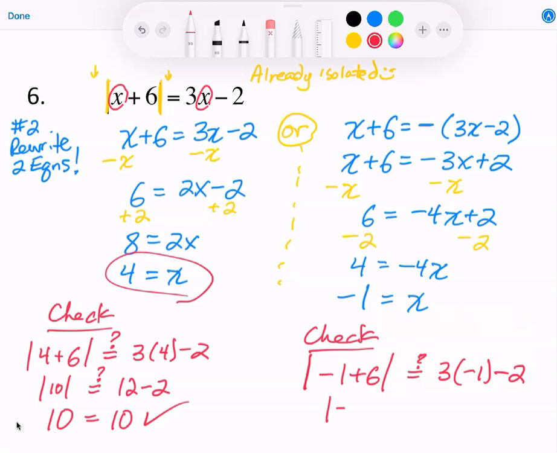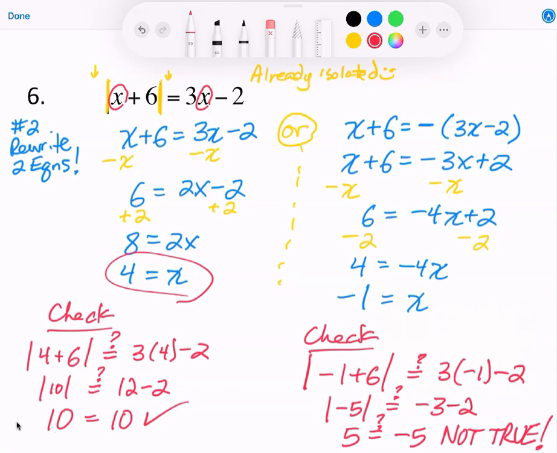This would be the absolute value of negative 5. Does that equal negative 3 minus 2? The absolute value of negative 5 is positive 5. Does that equal negative 5? Wait just 1 second. Something's wrong here. I can double check my work first that I didn't make any mistakes, and it doesn't look like I did. But this is not true.